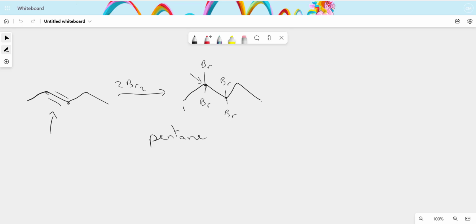And in the 2 and the 2 position, I have a bromo, and then in the 3 and the 3 position, I have another bromo. So I have a 2, 2, 3, 3, and now I've got 4 bromines, so I'm going to refer to them as tetrabromo pentane, all one word, no spaces.